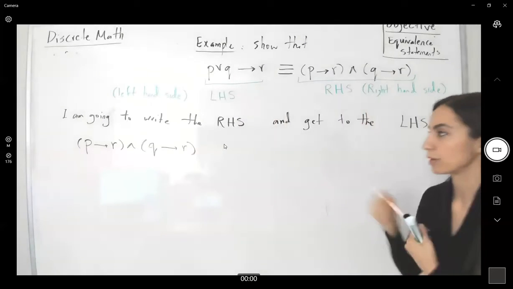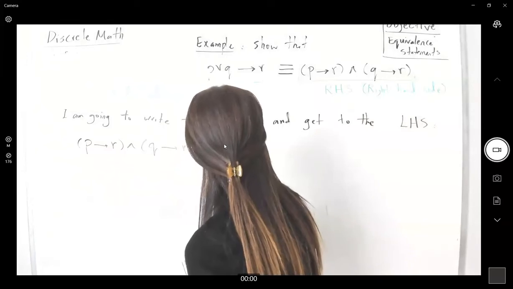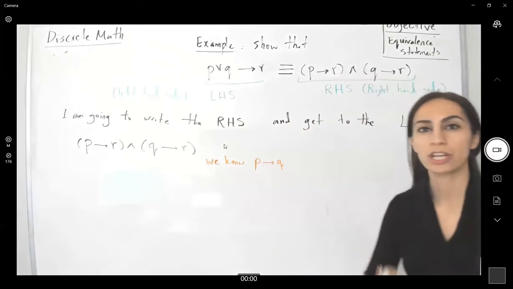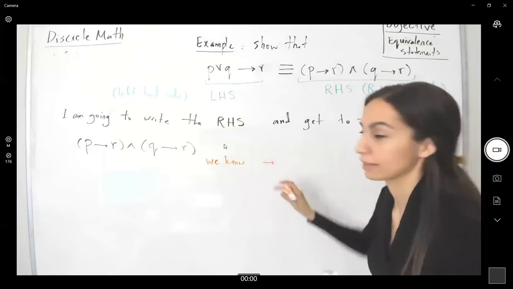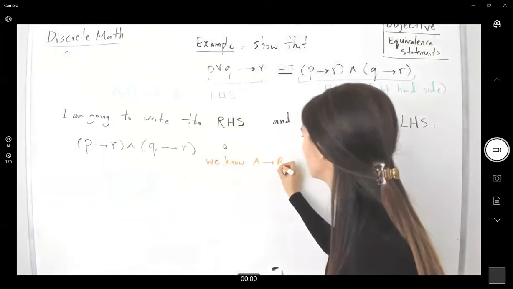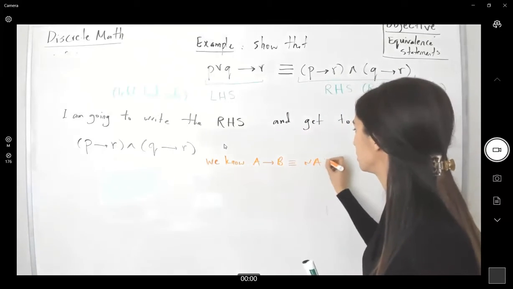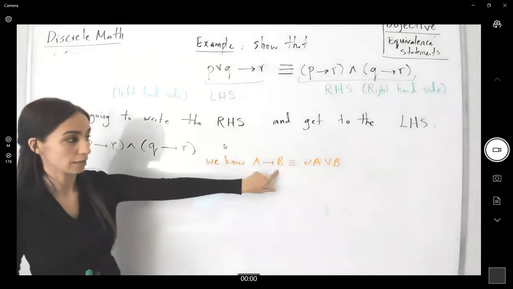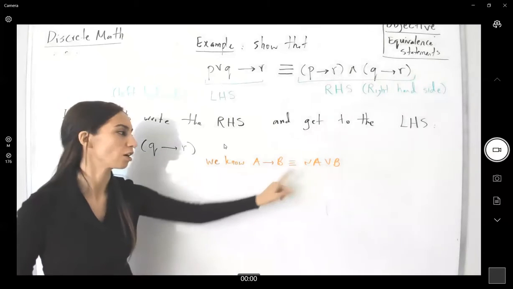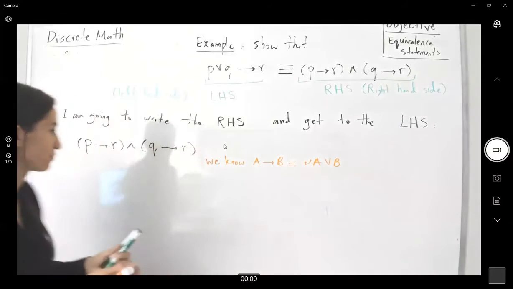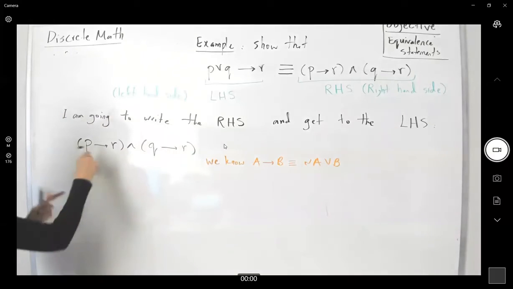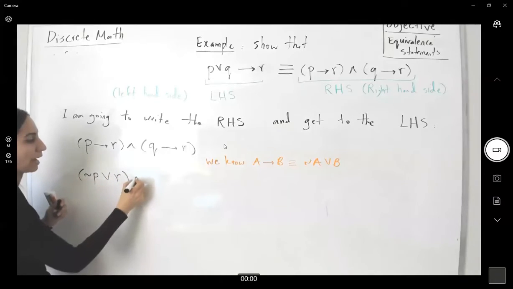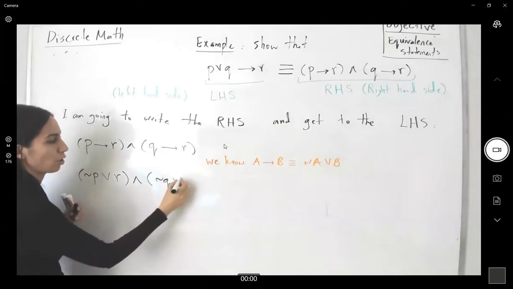So you're going to write it this way. We know that P, then Q, or in general, you can switch to A and B if it gets confusing, A, then B, is equivalent to not A or B. So in general, if you have hypothesis, then conclusion, it is equivalent to the negation of hypothesis or conclusion. So this is not P or R, and not Q or R.